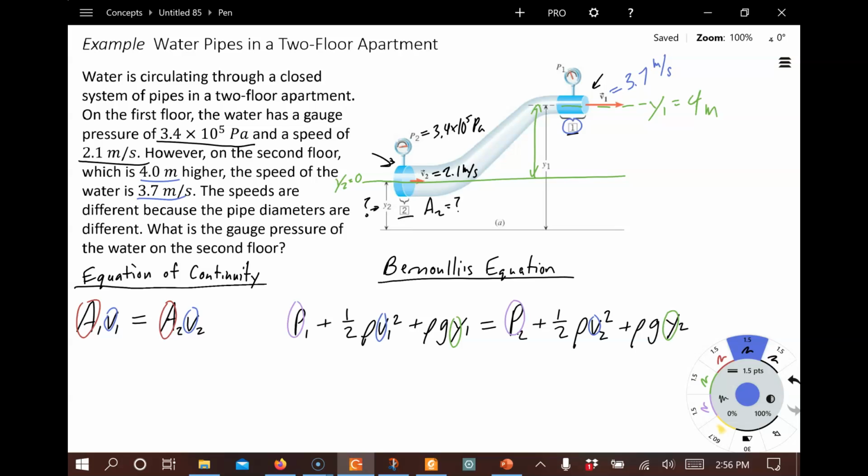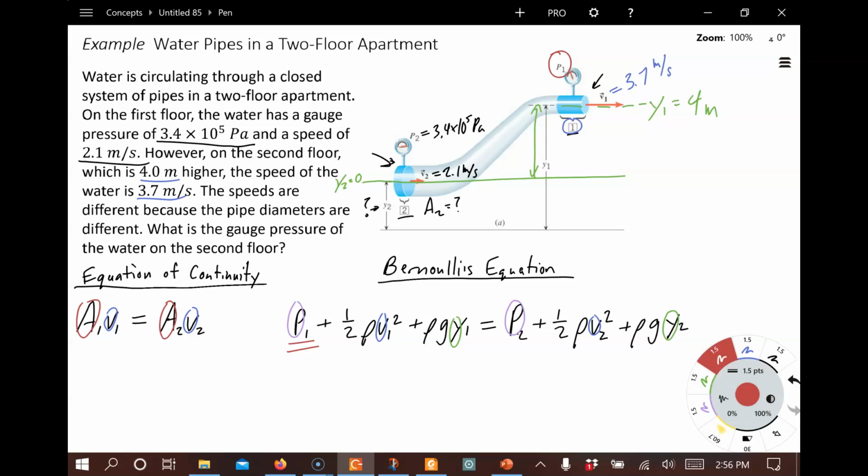Now the question we have here is, what is the gauge pressure of the water on the second floor? So we don't know what this is. What is this pressure up here on the second floor? We're going to try to calculate that. This is what we're looking for.